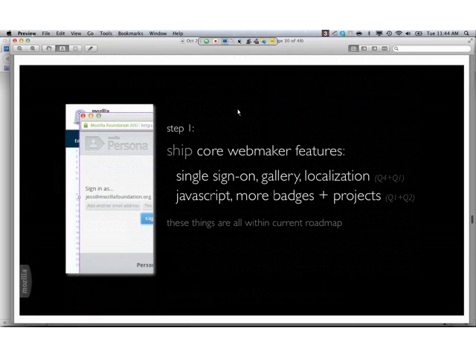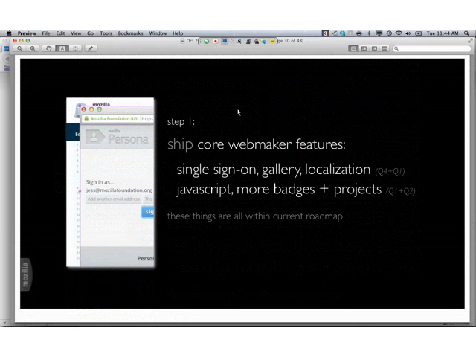And then we want to be playing in that fuzzy edge space to figure out what's next. So on shipping core features, as many of you on this call know, we launched a bunch of stuff this year. We launched the Webmaker brand. We launched Thimble. We launched initial versions of Popcorn Maker.